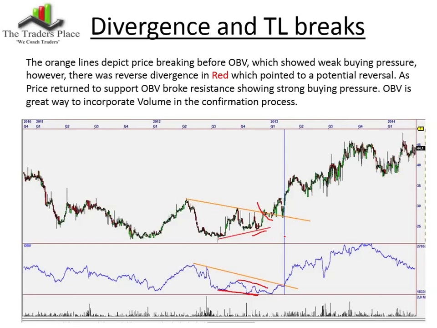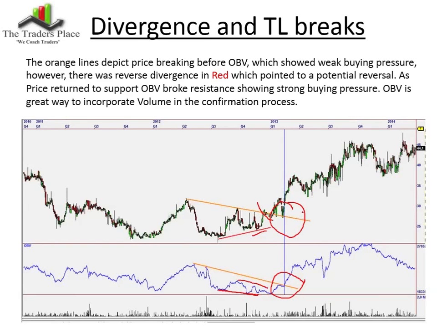So the price breaks initially. You can make the trade, because if you're trading technically, you'd be looking to make the trade. On-balance volume is just not confirming that particular trade. As the price then returns to the trend line, which we can see at the blue vertical line there, on-balance volume starts to break the downward sloping trend line. I just drew it from peak to peak and extended it into the future.